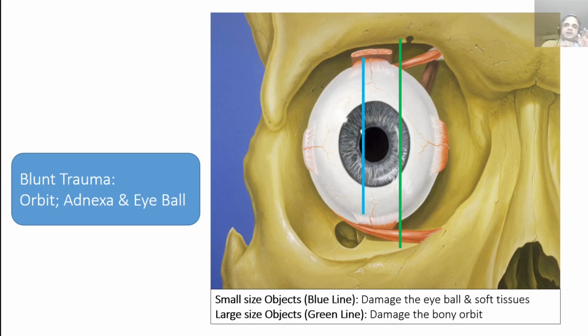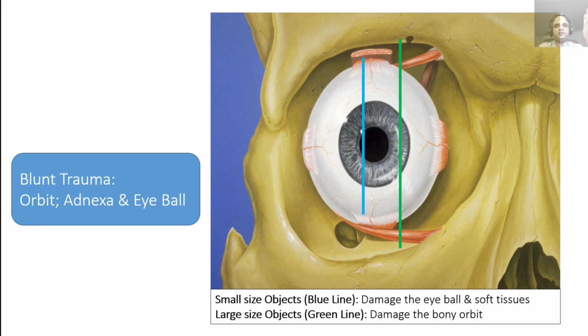So as I said, blunt trauma can affect the orbit, the eyeball, and the adnexa, or a combination thereof, depending upon its size and where it hits. Generally speaking, smaller objects tend to damage the eyeball and soft tissues because they tend to hit the eyeball because of their size, and larger objects tend to damage the bony orbit because the bony orbit protrudes in front of the eyeball, so it has some protective function.